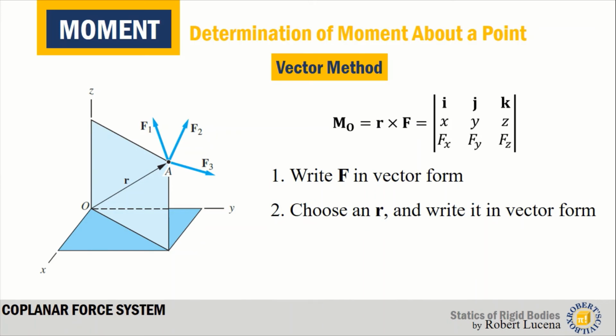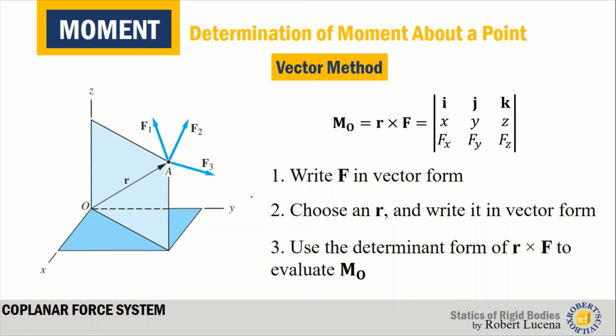Next is to choose the value of R. If you're choosing the value of R, make sure it is from point O to any point along the line of action of force. So again, R is from point O to any point along the line of action of force. So you have now the force vector F and the vector R that is from point O to any point along the line of action of F. Now we will use this equation shown above to get the value of MO.